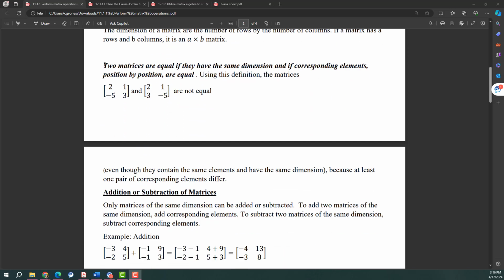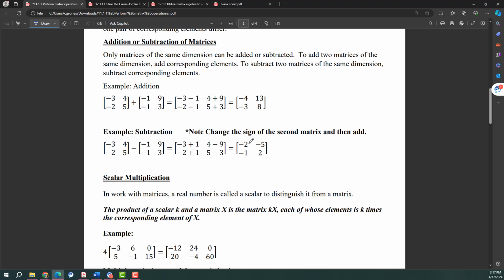Two matrices are equal if they have the same dimension and if the corresponding elements and the positions are equal. So 2 and 2 are the same, 1 and 1 are the same, but we have -5 and then +3. So these are not equal. And then adding and subtracting matrices. So only matrices of the same dimension can be added or subtracted.